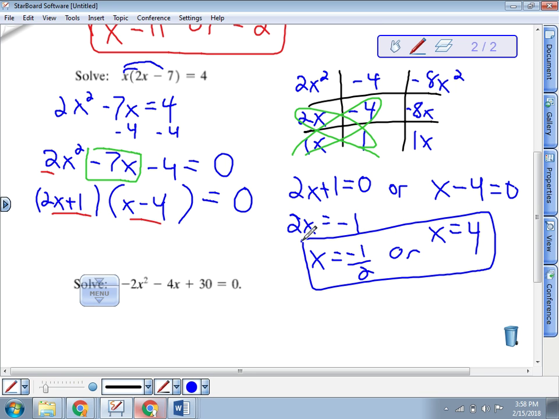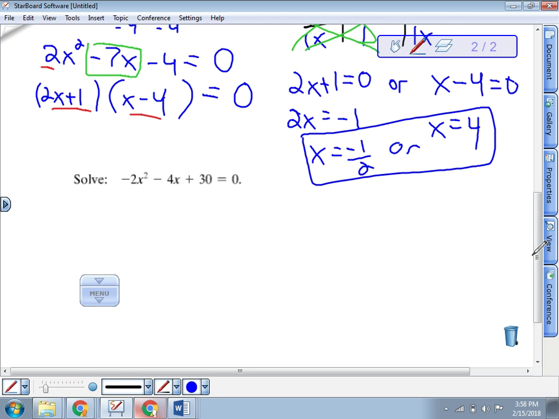So there you go. Last one I'll show you guys. Remember, first step, set it equal to 0. Awesome. All right, now we're going to factor. Remember the first step of factoring: always look for a GCF. In this case, I look at negative 2, 4, and 30. They're all even numbers. I know I can take out a negative 2.